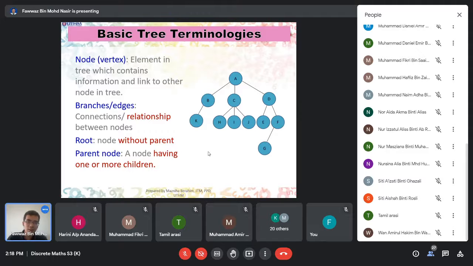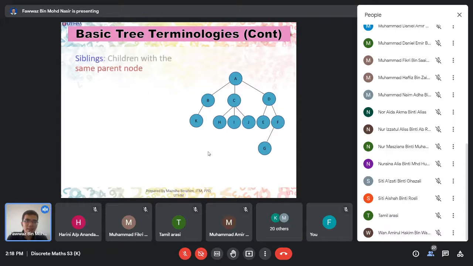So we just tengok mana-mana node yang ada children, dia adalah parent node to that particular nodes. Okay. Then siblings are children with the same parent. Okay. Jadi contohnya kalau kita refer to this diagram, H, I, J ni are siblings, okay, because they have the same parent, okay, which is C. E, F ni pun are siblings here, okay, where their parents is D. Okay. G ni dengan K tak ada sibling, okay, sebab dia satu je. Macam B, C, D ni pun sama je, dia adalah sibling, okay, dan parent dia adalah A.